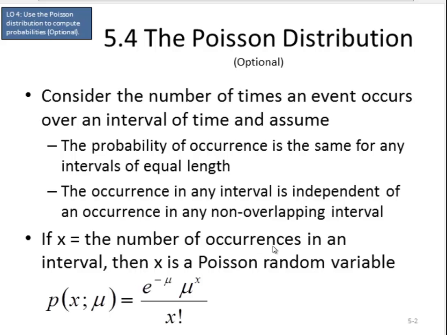And this is the formula for Poisson. You can also use Excel to calculate. So I'm going to show you both the commands for Excel, and I'm going to show you how to do it by hand.